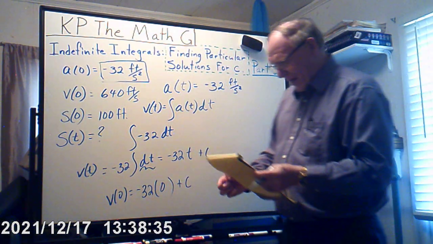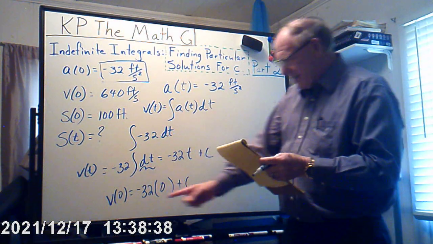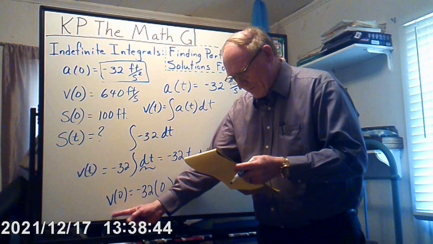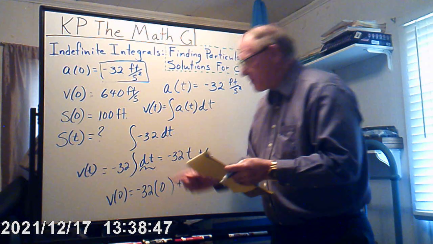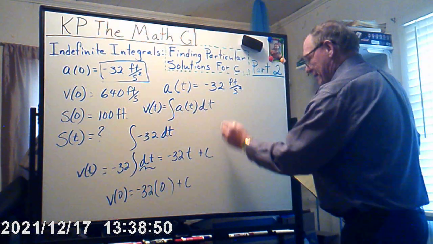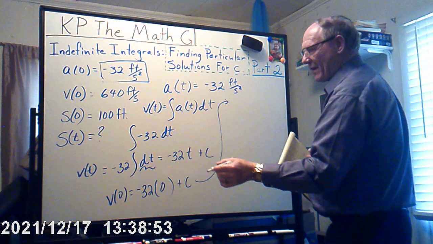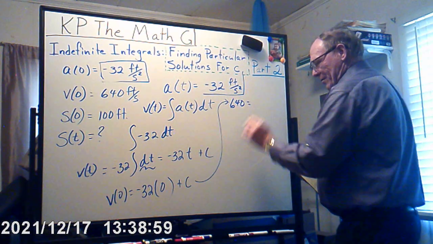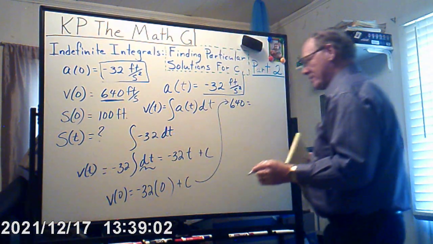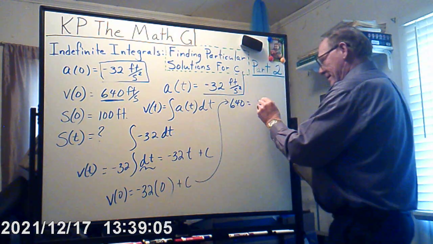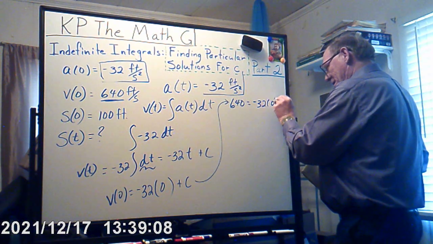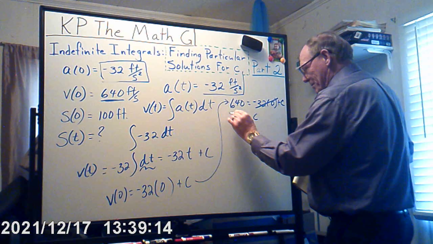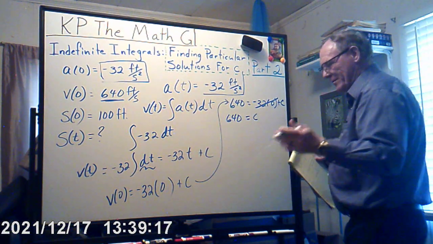Alright, we know that v at 0 happens to be 640 feet per second. It's been like 2 or 3 days since I've looked at this, so bear with me. We'll put the units down. That's negative 32 times 0 plus c. So we're solving for c. This is 0. So c happens to be 640. And that's the way it should be.